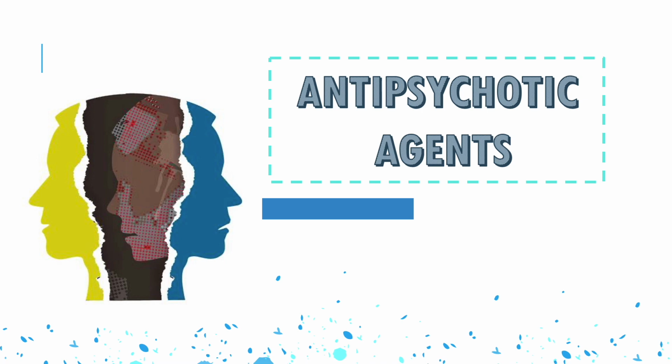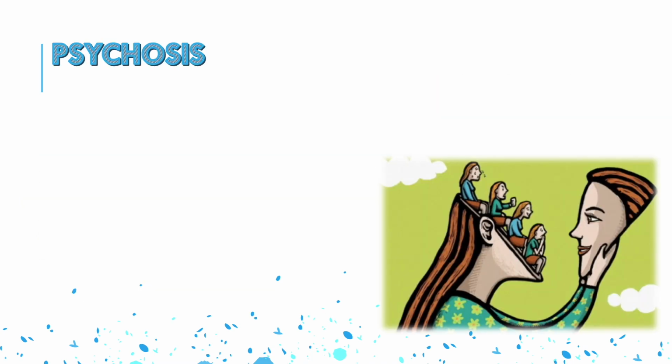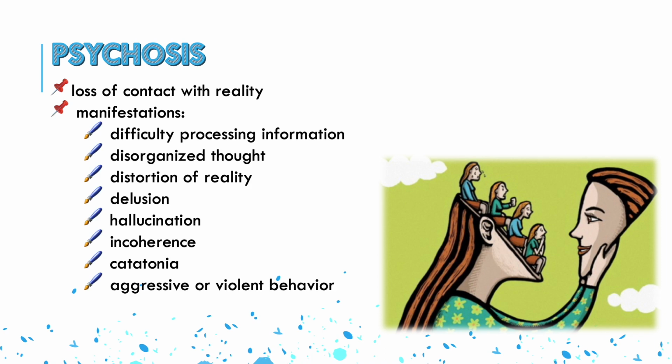Now let's move forward to discuss antipsychotic agents and their indication. Psychosis is defined as the loss of contact with reality. Manifestations or signs and symptoms of psychosis include the following: difficulty processing information, disorganized thought, distortion of reality, delusion, hallucination, incoherence, catatonia, aggressive or violent behavior. Schizophrenia, a chronic psychotic disorder, is the major category of psychosis in which many of the mentioned symptoms are manifested.